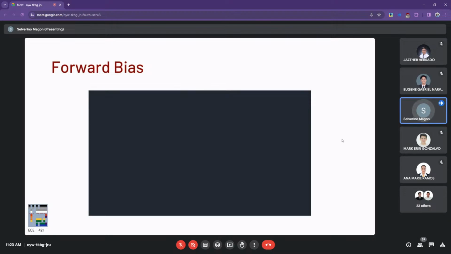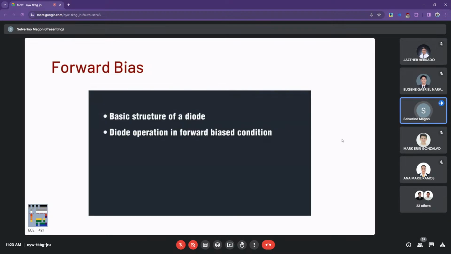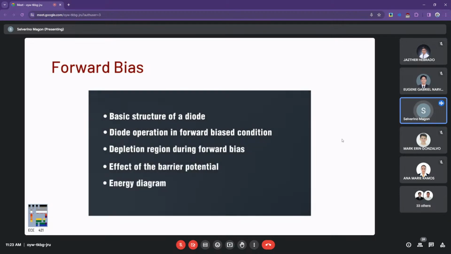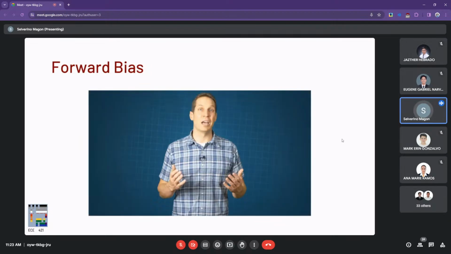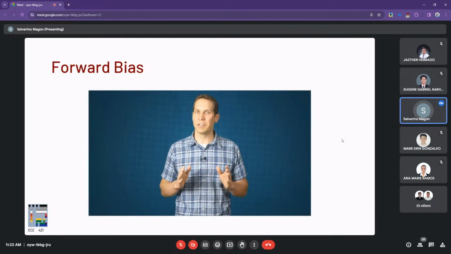In this video, we discussed the basic structure of a diode and its operation in the forward-biased condition. We also discussed what happens to the depletion region during forward bias, the effect of the barrier potential, and the energy diagram.